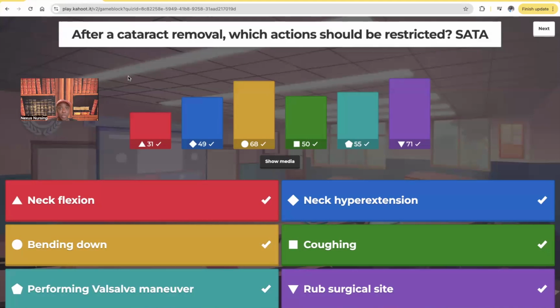Performing the Valsalva maneuver, that's like bearing down. You know how if you're constipated and you're bearing down, or you're urinating, but you think you're done, but you feel maybe you have a little bit more urine in your bladder. You kind of squeeze to try to get that little bit of urine. That bearing down, that's the Valsalva maneuver. That increases ocular pressure. And of course, duh, rubbing that surgical site, that's going to increase ocular pressure. So all of those are contraindicated. They should be restricted.